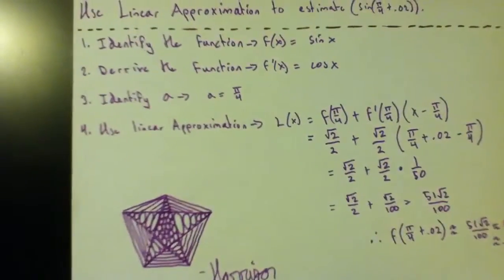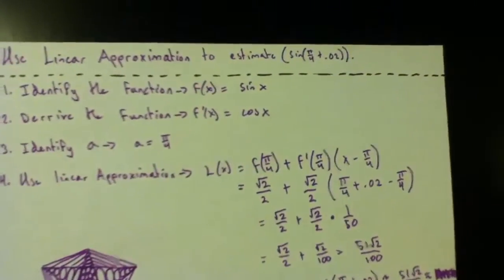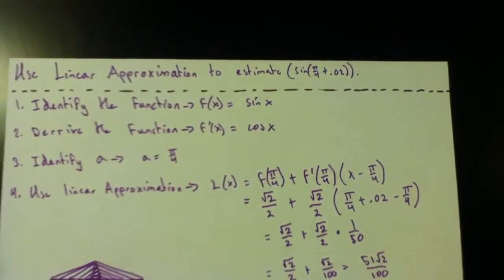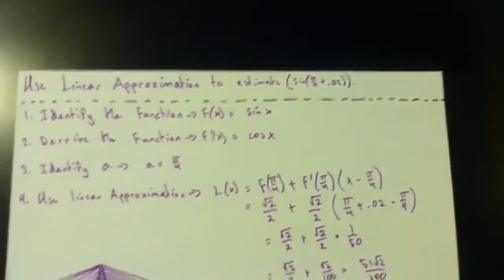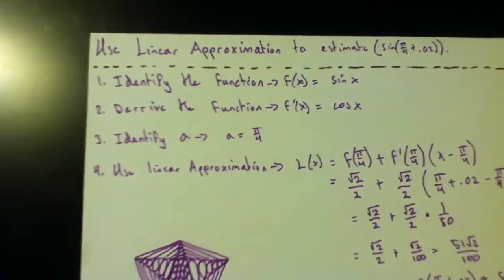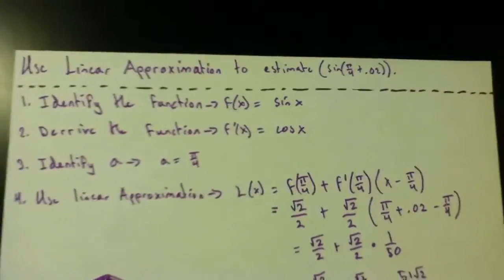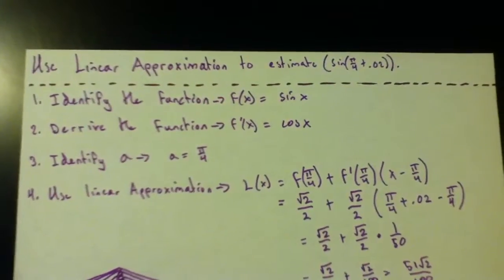So my first step was to identify the function itself. What is the function then? I saw that f of x equals sine of x, and that pi over 4 plus 0.02 is equal to x. Now the second step is to derive the function. And I got f prime of x equals cosine x, since the derivative of sine is cosine.